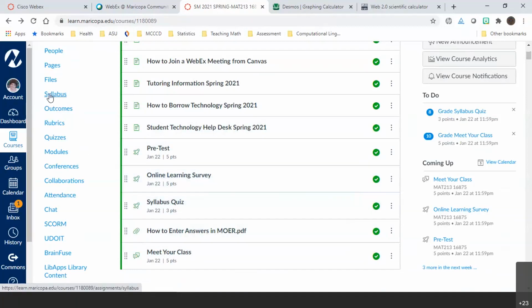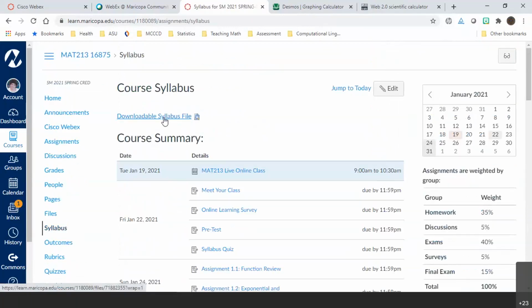And again, you can see over here in Canvas, there's a link to the syllabus right here. I'm going to click to it. There's a downloadable syllabus file, which I encourage you to download and read. Take a look at it. It has a schedule as the last page, and I will try to stick to that schedule as much as I possibly can. The course is arranged to mimic the schedule in the syllabus. But if I have to deviate from it, I'll make sure to share that in the online class, as well as to change the syllabus itself.